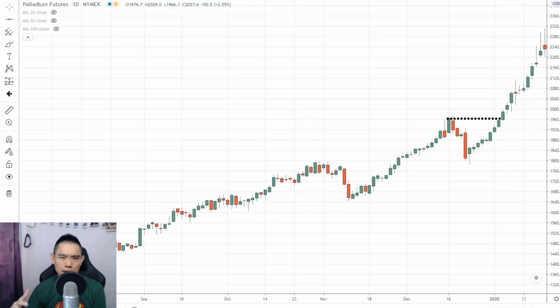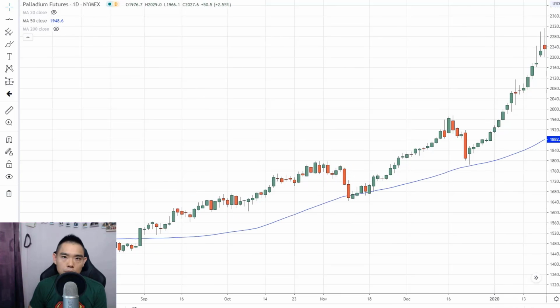Depending on the type of trend you want to capture, you can use the 20 MA for capturing short-term trends, 50 MA for medium-term trends, and 200 MA for longer-term trends. In this case, let's say you want to capture a medium-term trend. You can just overlay the 50 MA and trail your stop loss using the 50 period moving average. When the price closes below it, you exit the trade.